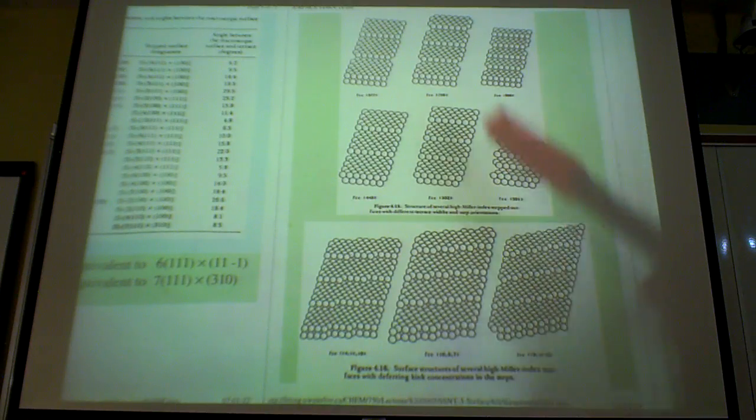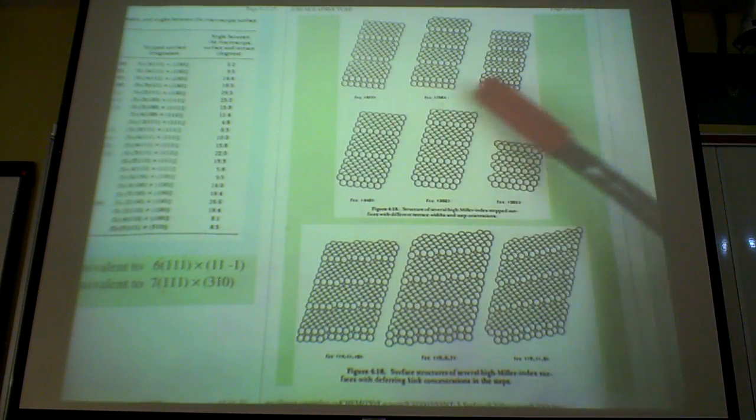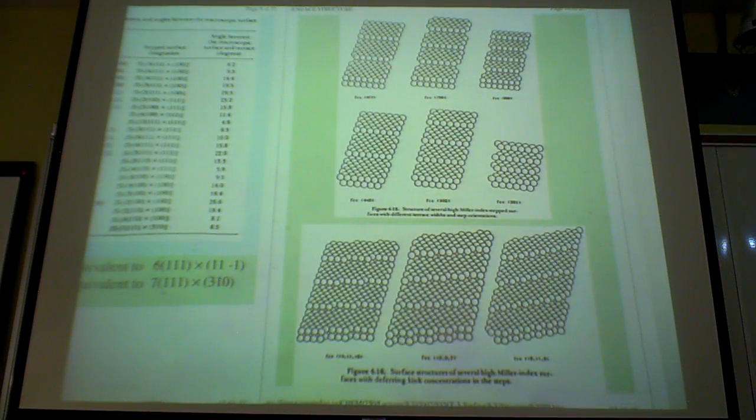So these are the step surfaces that you see at different high Miller indices that you write down for FCC surfaces. All metal. He liked to study metal surfaces, because metal surfaces you can prepare quite nicely by polishing in a nice way.